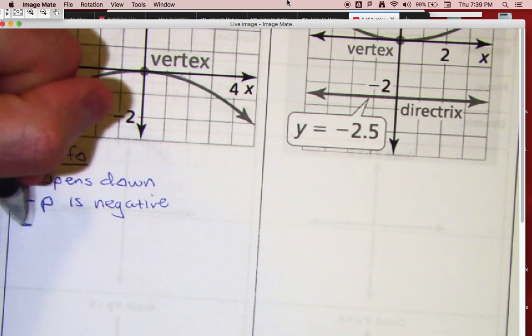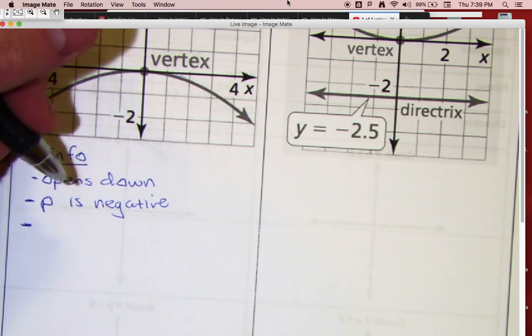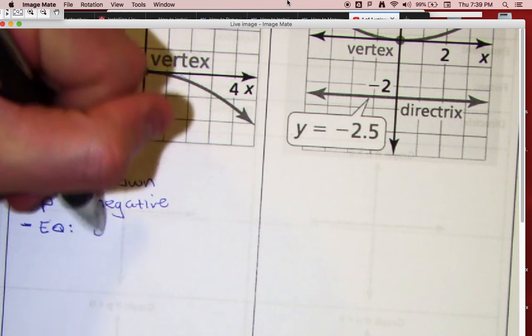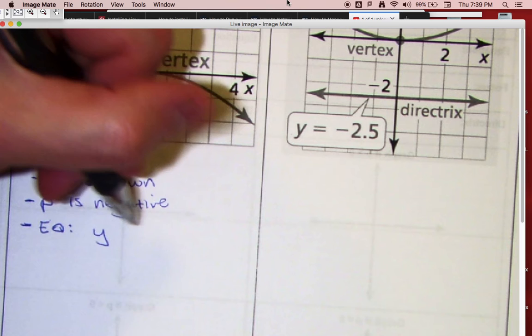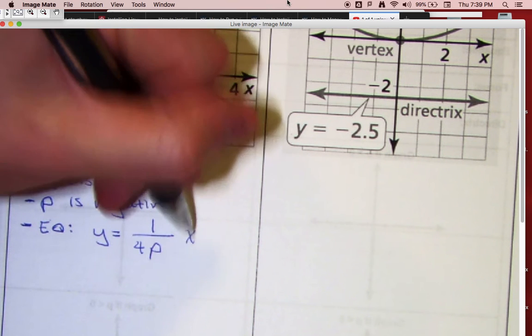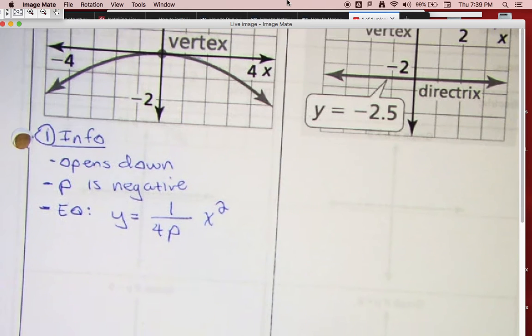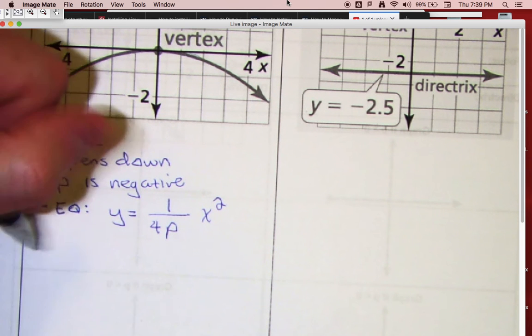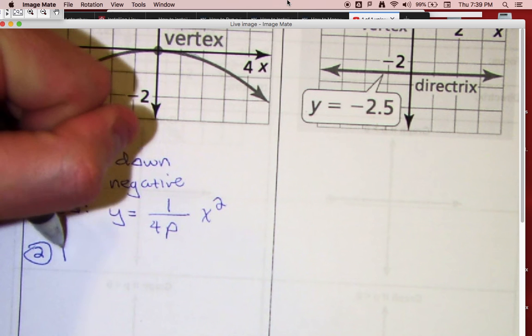We also know that the equation we're going to fill in is y equals 1 over 4p x squared. Looking at this equation, the only thing we have to fill in is a value for p, and we need to simplify things. So let's go ahead and find p.